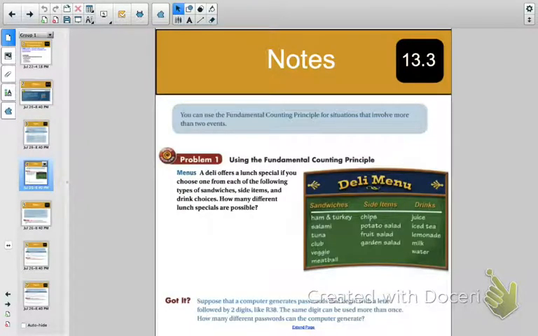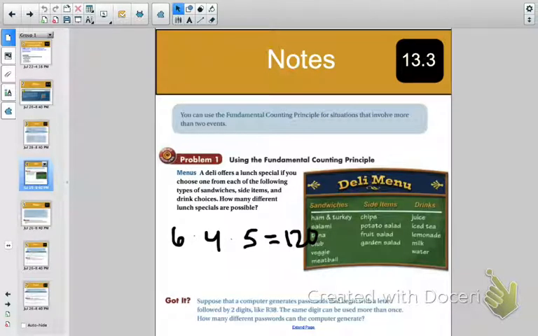So this one says a deli offers a lunch special if you choose one from each of the following types of sandwiches, side items, and drink choices. How many possible lunch specials are there? So that tells us there are 6 sandwiches times 4 side items times 5 drinks. And if you're only choosing one, then you would get 20 times 6, 120 different combinations possible.